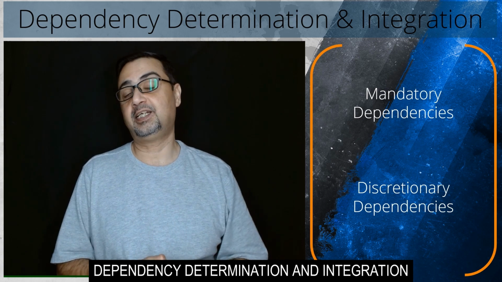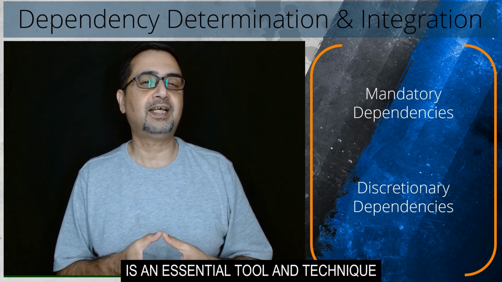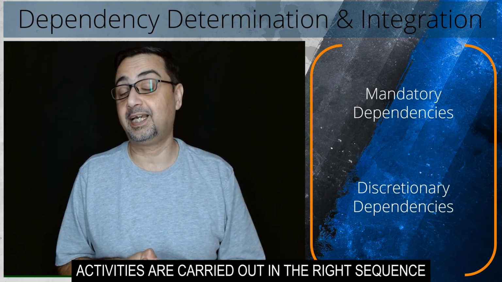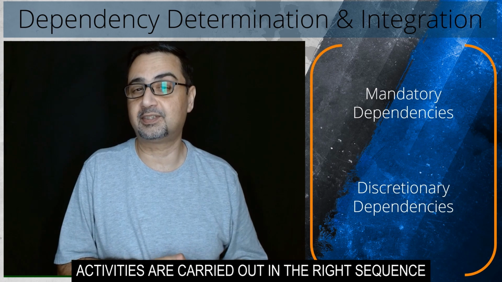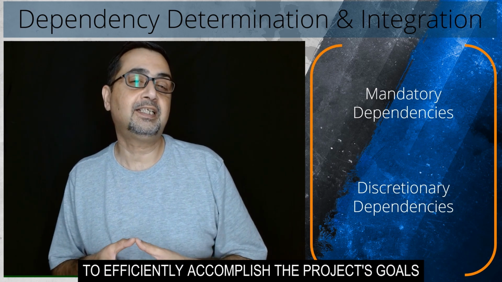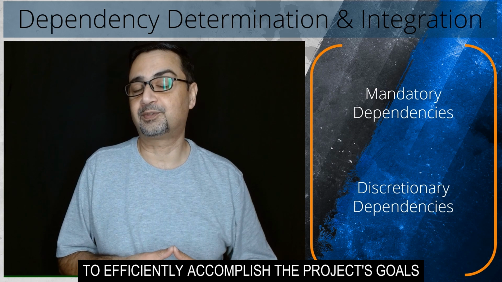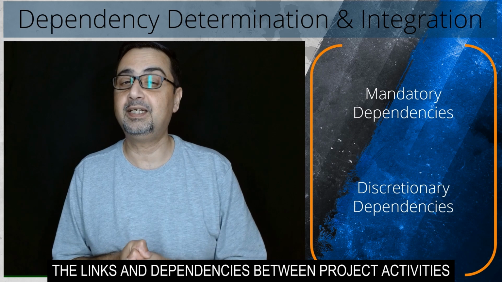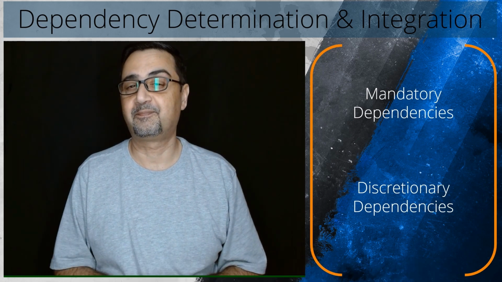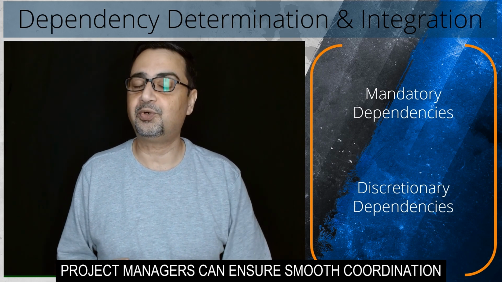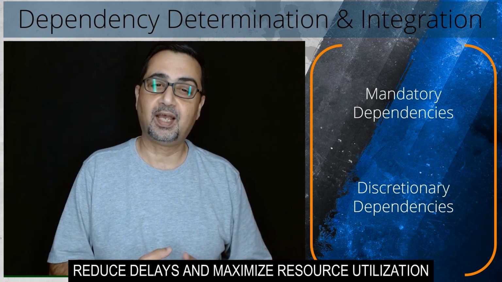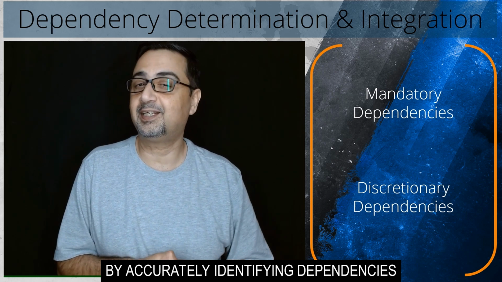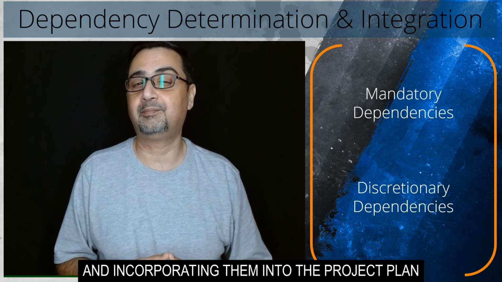Dependency determination and integration is an essential tool and technique in the process of sequencing tasks. In order to ensure the project activities are carried out in the right sequence and to efficiently accomplish the project's goals, this process includes defining and documenting the links and dependencies between project activities. Project managers can ensure smooth coordination, reduce delays, and maximize resource utilization by accurately identifying dependencies and incorporating them into the project plan.